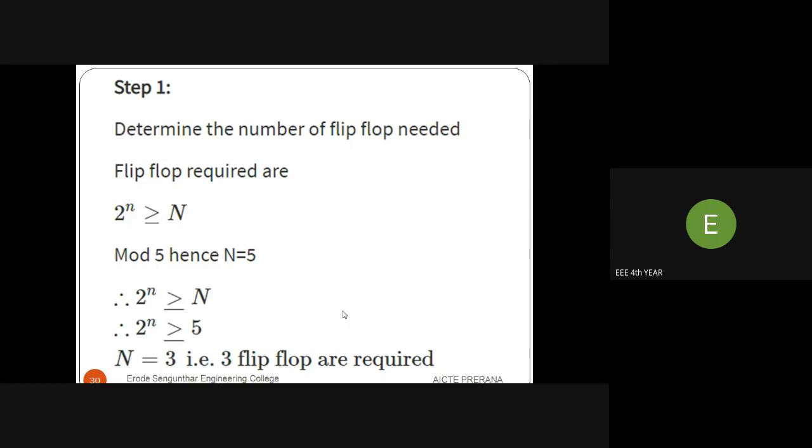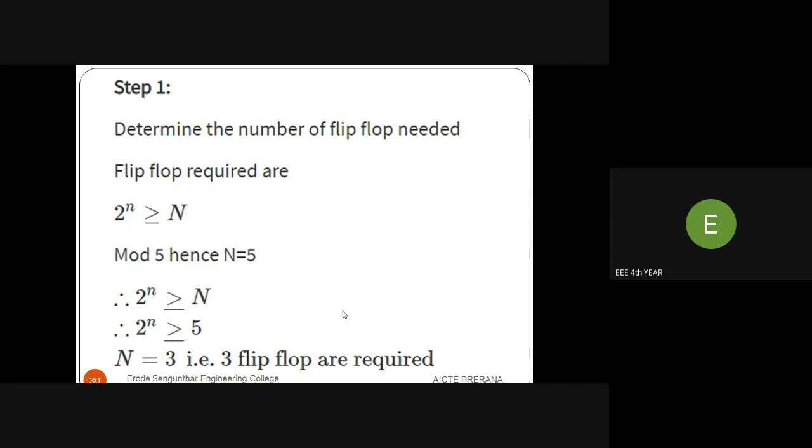There is a formula for finding the number of flip-flops for a mod N counter: 2 power n greater than or equal to N. Here it is a mod 5 counter, hence capital N is equal to 5. Suppose it's a mod 10 counter, capital N is equal to 10. For a mod N counter, that is mod capital N. For the mod 5 counter, capital N is equal to 5. Small n we need to find out by using this relationship.